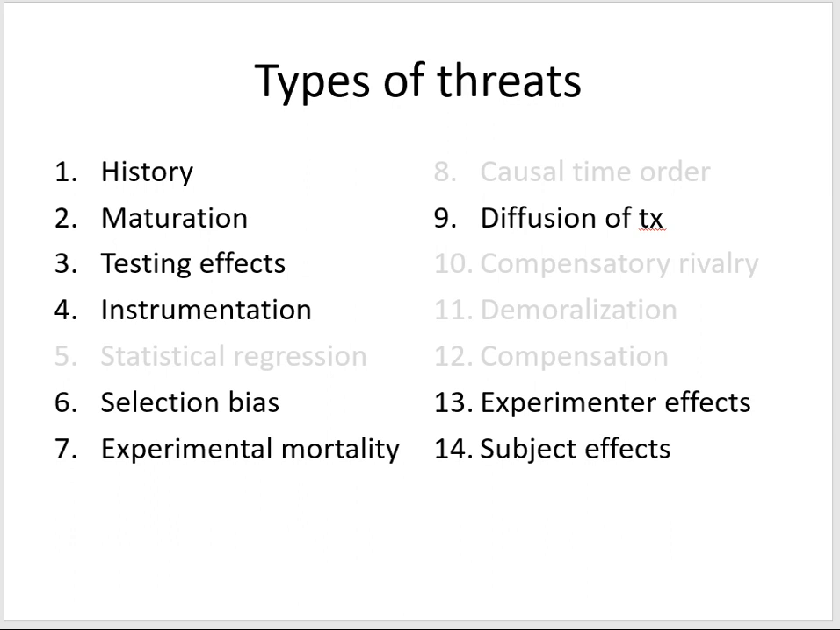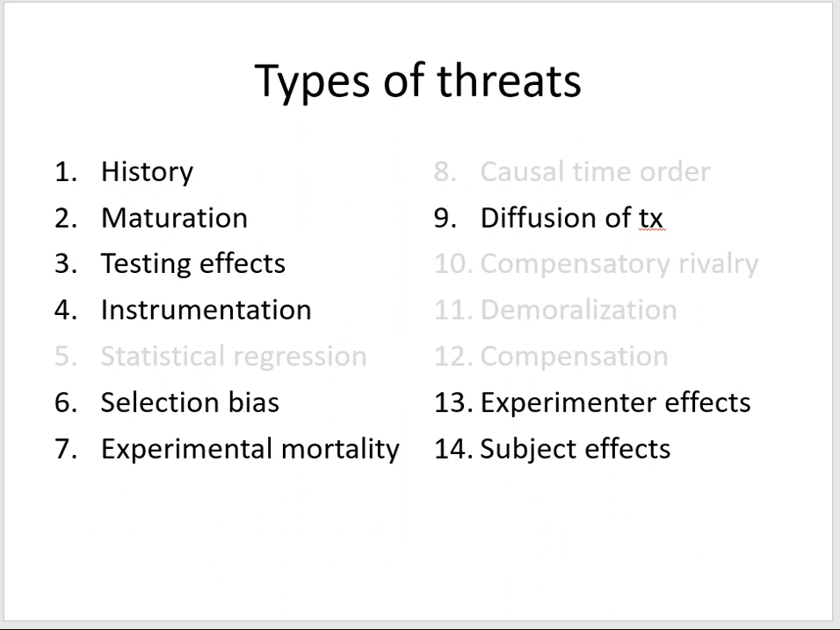I have here a list of threats or biases that are commonly discussed in the literature. We're not going to talk about all of them, just some of them. These are the ones that you are responsible for in this course. You can see that I have a list of 14 threats, and I'm only highlighting the ones that I want to talk about in today's lecture: history, maturation, testing effect, instrumentation, selection bias, experimenter effect and subject effect, which are two different biases, diffusion of treatment, mortality or dropout. We'll talk about each one of them as we go through the lecture.